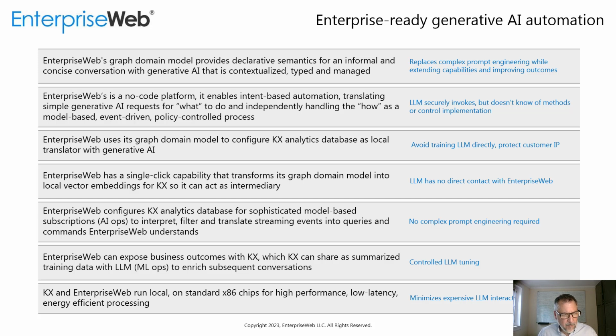And now you've got KX and Enterprise Web running local on standard x86 chips with no specialized chips. Running on x86, we're already providing high performance, low latency, energy efficient performance, right? And by offloading it locally, we're minimizing the expensive LLM interactions. That's not only a money advantage. Just think about the energy, the resources, the water cooling, the electric power that is required to do generative AI. You'll realize that's simply not practical.